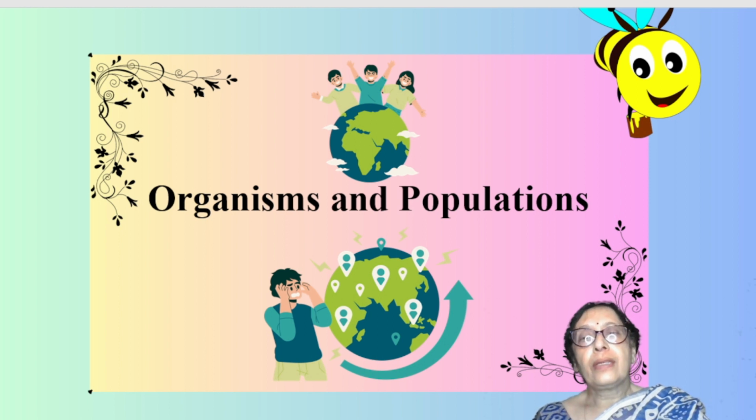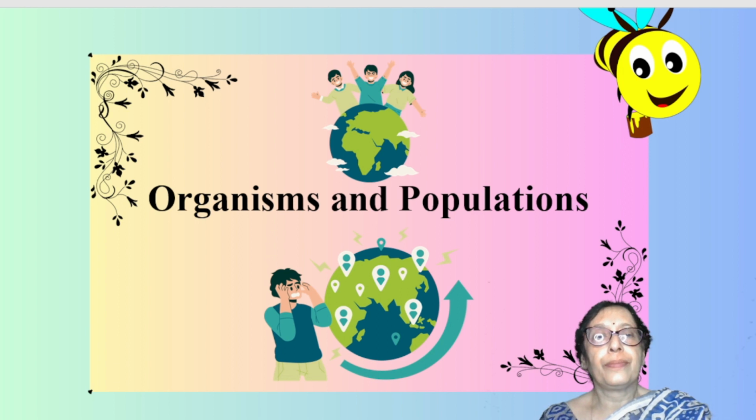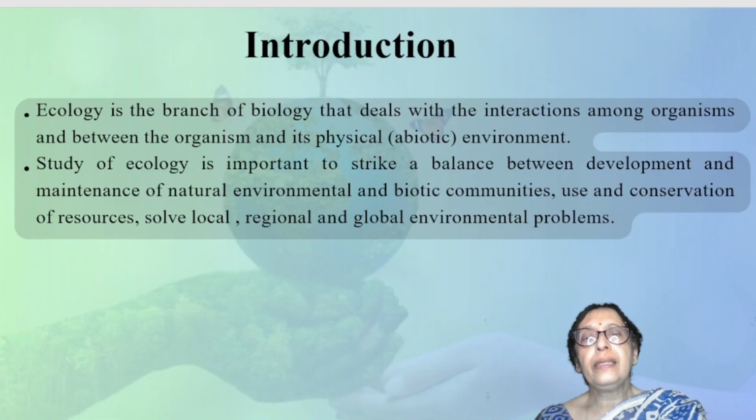The topic of our discussion today is organisms and population. Now, we are dealing with a branch of biology which is called ecology. Ecology is a biological branch which deals with interactions among organisms and also among the living organisms and their physical environment, that is the non-living components.